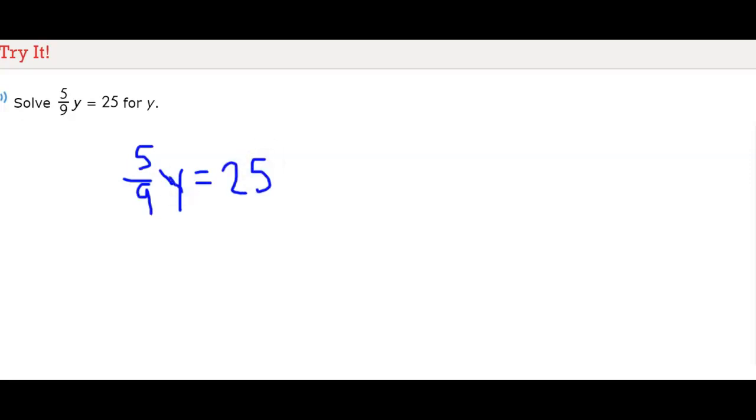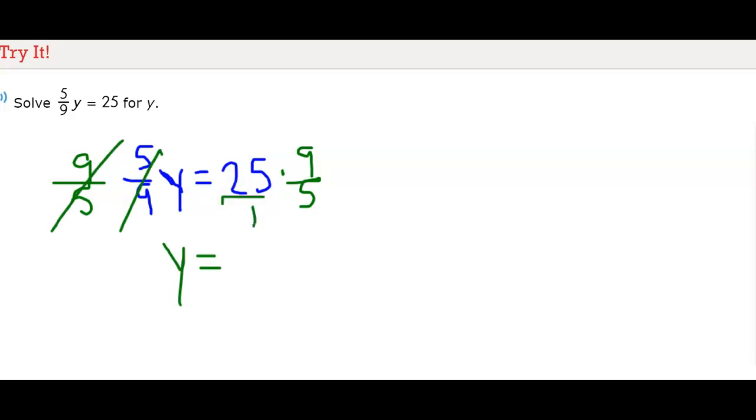And so now I'm multiplying by 5/9, so I need to divide by 5/9. So I'm going to do the reciprocal of 5/9 on both sides of the equation. These cancel out. I have a y by itself, and now I have to multiply, and that would be over 1. So now I have to multiply.